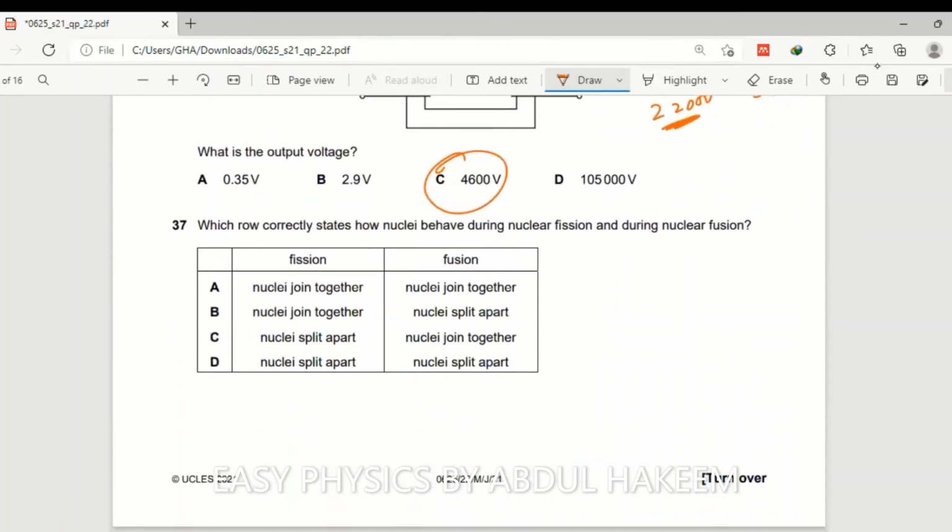Now the 37. Which row correctly states how the nuclei behave during nuclear fission and fusion? So fission is the breaking of the heavy nucleus into light, and fusion is the formation of the heavy with the small. So in fission nuclei split apart, yes, and in fusion nuclei join. So the option is C. Look at this. Nuclei split apart and nuclei join together.